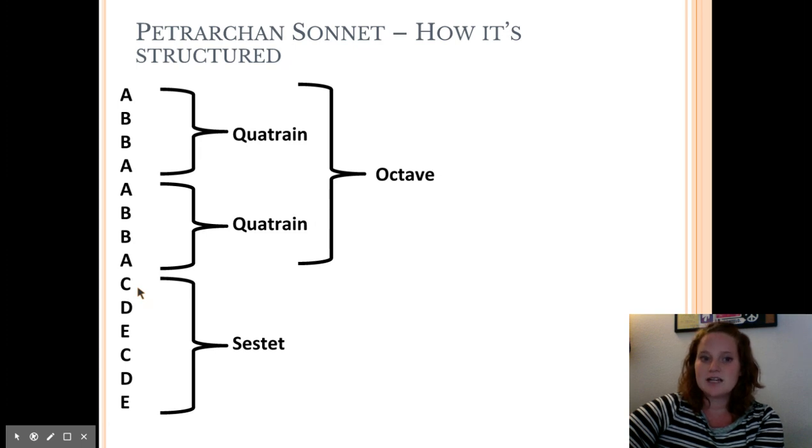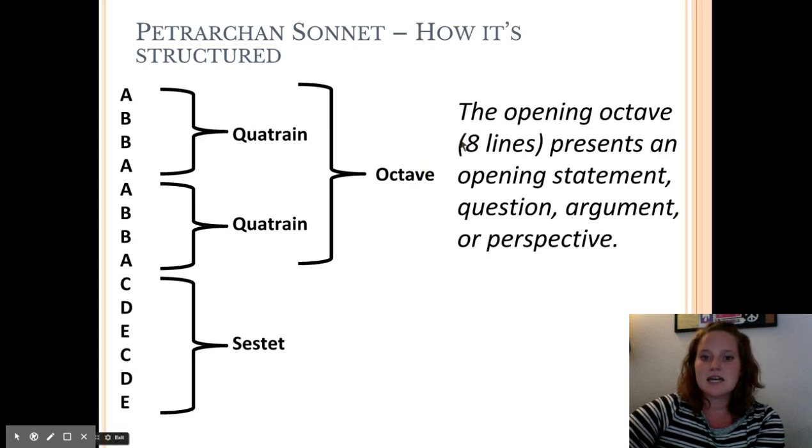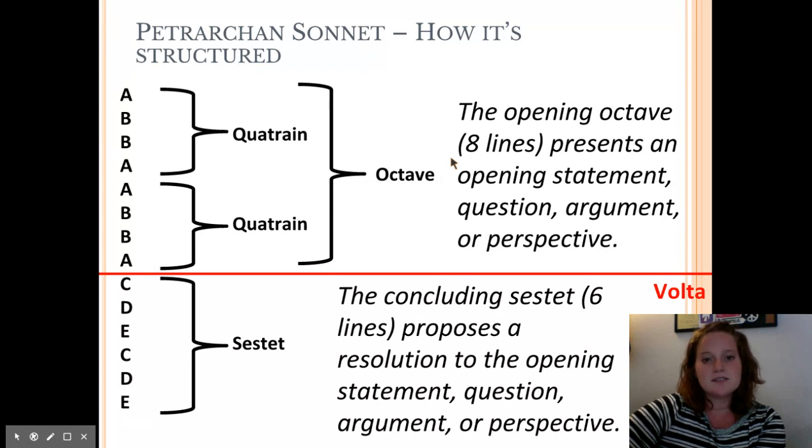The reason the sonnet is split up into these 2 sections, the octave and the sestet, is that in the first lines, the opening 8 lines, we're presented with an opening statement or some kind of question, an argument, or a perspective of the author. The final 6 lines, the sestet, answer or propose a resolution to that statement, question, argument, or perspective. The switch between the octave and the sestet is called the volta. It's that shift in tone from asking the question to answering the question or resolving the problem. So again, that volta will be found in a Petrarchan sonnet between lines 8 and 9.